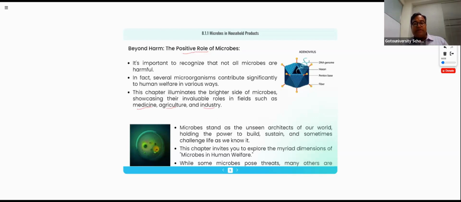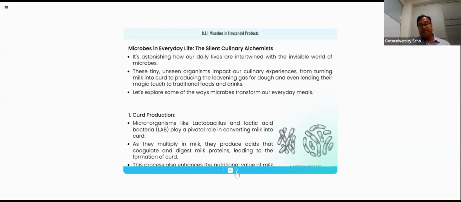So now, what we need to understand basically is that microbes of different quality are used for various things, not only for medicine, even for agriculture. You know very well the microbes in everyday life, the silent culinary alchemist. Why have we chosen this term? Because from microbes we are getting valuable components, not only processed food material, not only vitamin B12 rich diet, like this, a mineral rich diet also we can get.